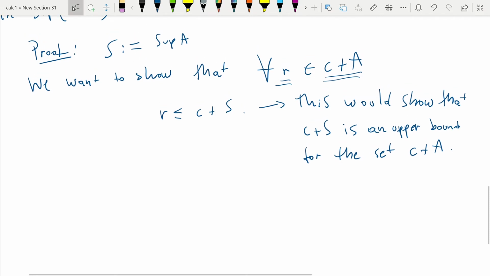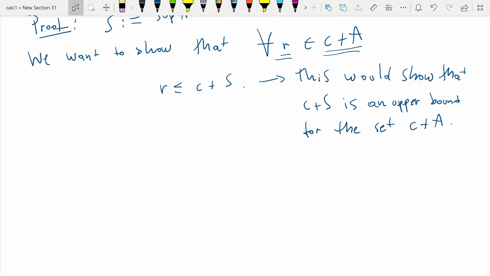Okay, so this is what we want to show. So yeah, again, I'm repeating myself. So this shows that if we pick any element in the set C plus A, that will be bounded by C plus S, and this shows that this is an upper bound. We're first showing that C plus S is indeed an upper bound. Then we'll show that the C plus S actually satisfies that it is the least upper bound. So all we're saying here is what we want to show. So let's try to show it.